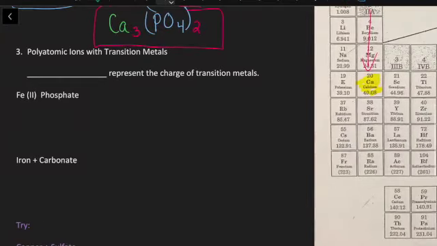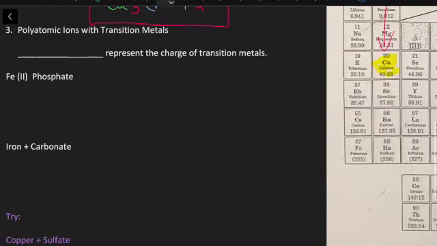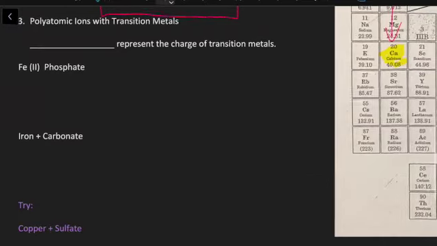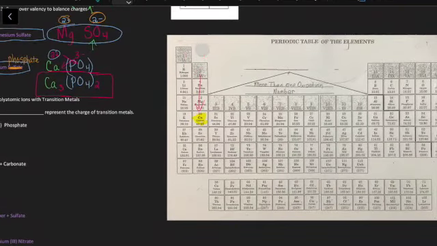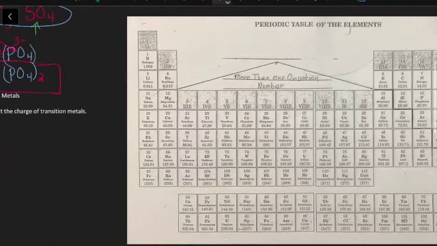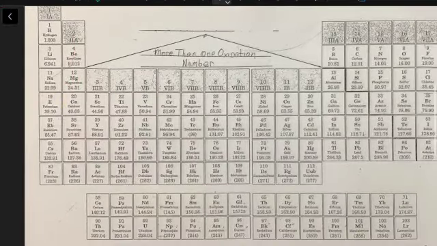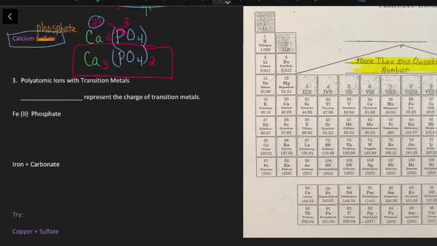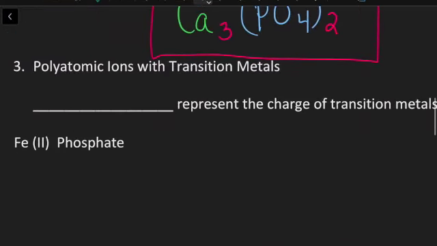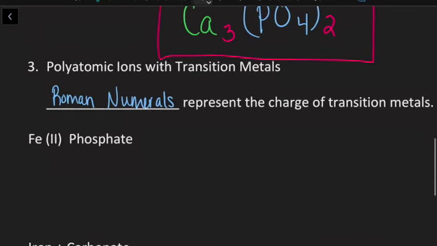Alright, polyatomic ions with transition metals. This is a little more complicated. Let me erase what's on the table. We've said from the beginning that transition metals are weird because they have more than one oxidation number. That means they can become multiple ions. So, Roman numerals represent the charge of transition metals.